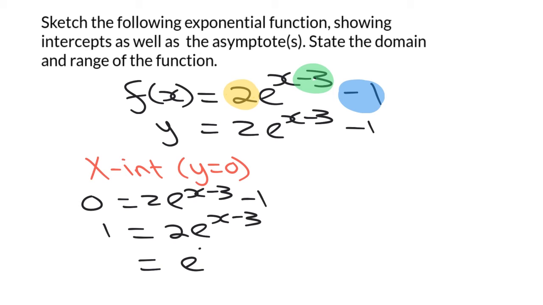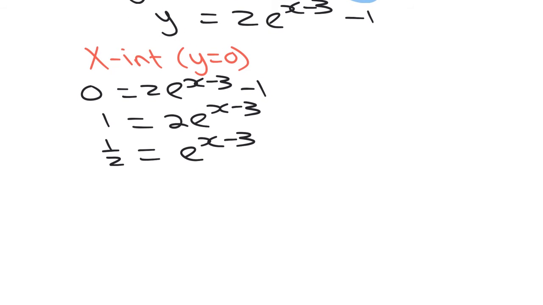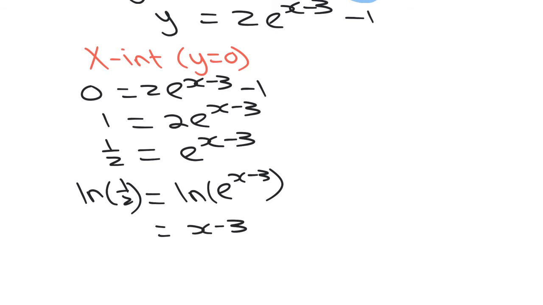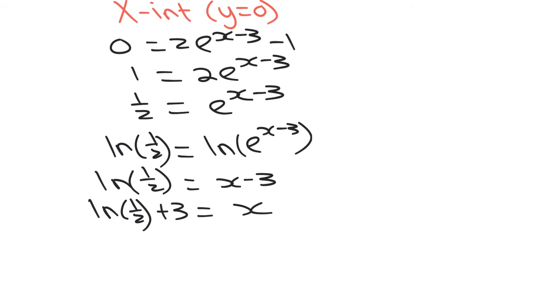Now, x minus 3 is equal to ln of a half. Therefore, the x value is given by ln of a half minus or add 3, since we're taking the negative 3 over. And what is that going to give us?